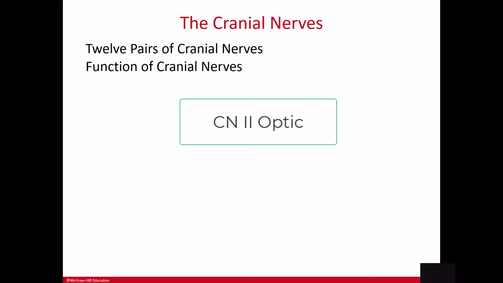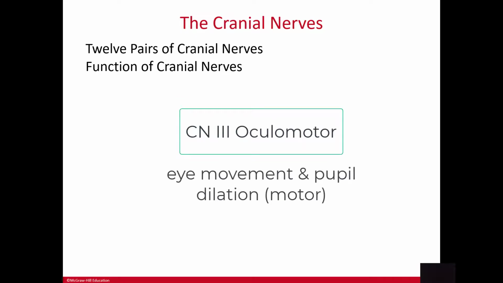Cranial nerve 2 is the optic nerve, which provides sensory information for vision. Cranial nerve 3 is the oculomotor nerve, and that controls movement of the eyes and the size of the pupils.